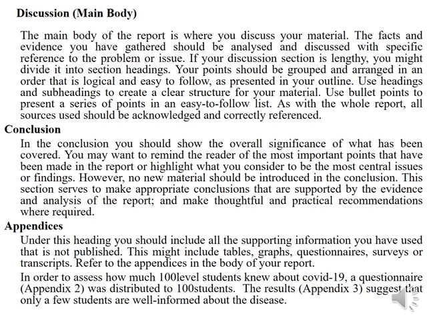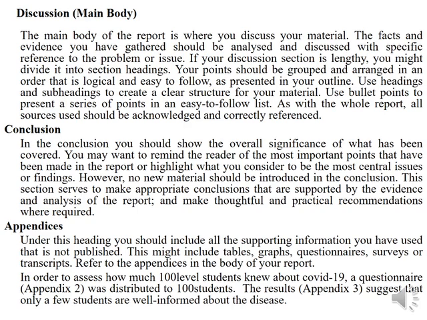Your points should be grouped and arranged in an order that is logical and easy to follow. As presented in your outline, use headings and subheadings to create a clear structure for your material. You can use bullet points to present a series of points in an easy to follow list. As with the whole report, all sources used should be acknowledged and correctly referenced.